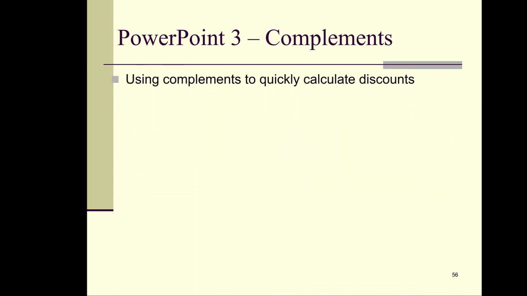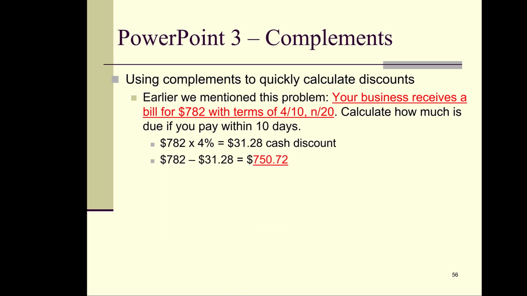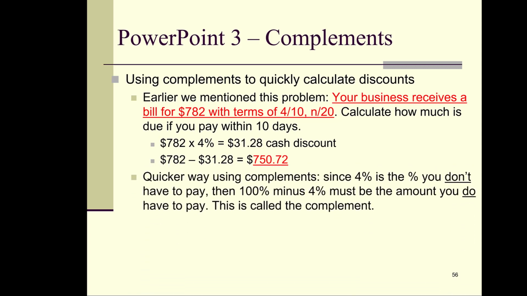Let's do an example. Earlier we mentioned this problem. Your business receives a bill for $782 with terms of 4/10, net 20. We want to calculate how much is due if you pay within 10 days. So the two-step method is one. First, you need to calculate the amount you're going to save. So 782 times 4% equals $31.28. And then you subtract that from the amount due to give you the final amount due of $750.72.